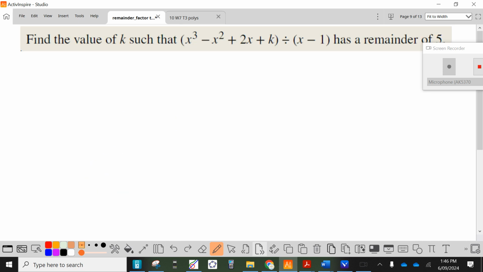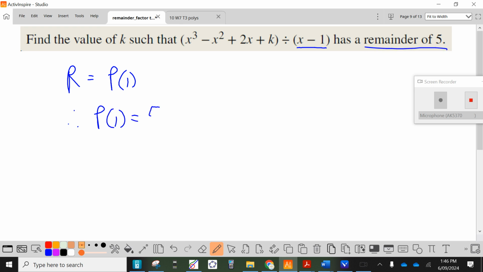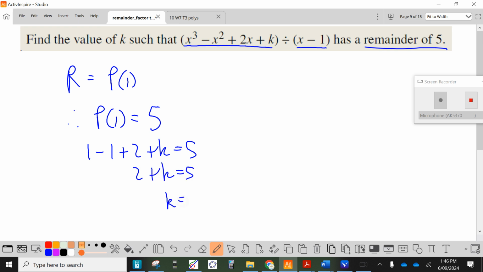Okay, and this one, find the value of k such that the remainder is 5 when dividing by x take 1. So the remainder when dividing by x take 1 is p of 1. And therefore, in this case, p of 1, which is the remainder, has to equal 5. So, working out p of 1, we substitute 1 into the polynomial. We'll get 1 minus 1 plus 2 plus k. So therefore we end up with 2 plus k equals 5, and therefore k must equal 3.